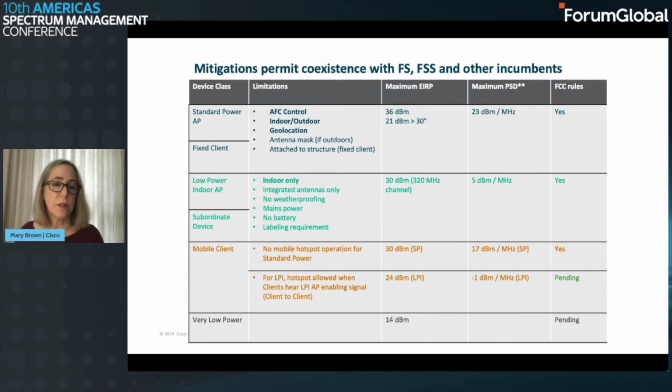And for that reason, we proposed, and the FCC accepted, an idea to use a database mechanism known as automated frequency coordination to ensure that any outdoor and indoor uses of standard power would stay away from microwave links. So Mark Gibson is going to talk about where we are in the development of that.